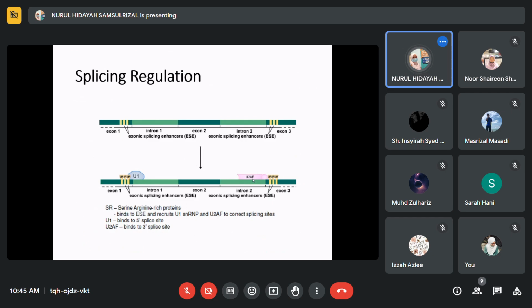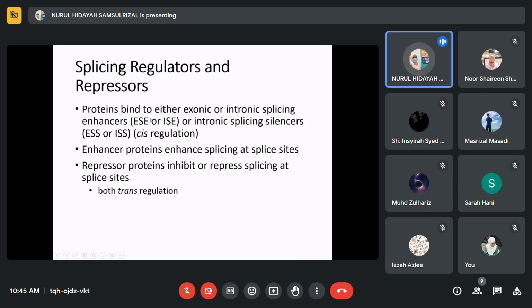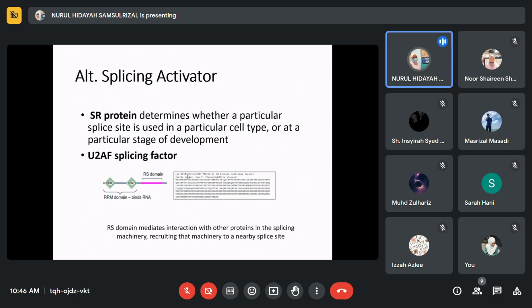So these are the players. The protein will bind to either the exonic or intronic splicing enhancer, ESE or ISE, or the intronic splicing silencer. Then the enhancer protein will enhance the splicing at the splice sites, and the repressor proteins inhibit or repress the splicing at the splice sites, both being trans regulations. So this is the activator, the SR proteins, which determine whether a particular splice site is used in a particular cell type or at a particular stage of development.